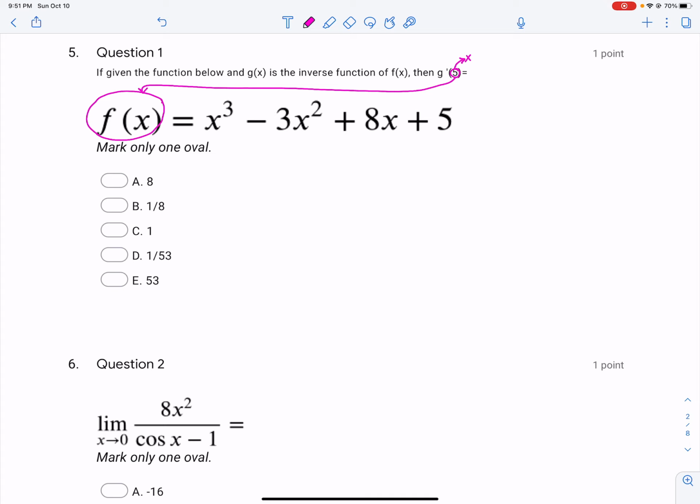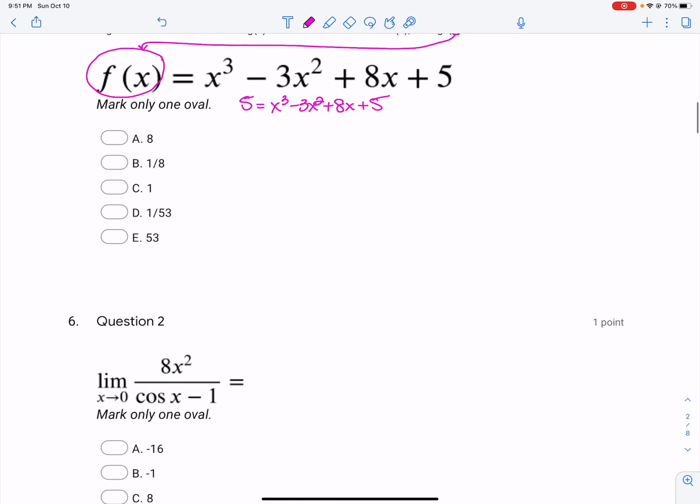So if x is equal to 5 on my inverse, then 5 is my y of my f of x. So x cubed minus 3x squared plus 8x plus 5. And when I subtract 5 from both sides, I get 0 is equal to x cubed minus 3x squared plus 8x. So then I get x times x squared minus 3x plus 8. And so essentially I get x is equal to 0, and then I get this quadratic.